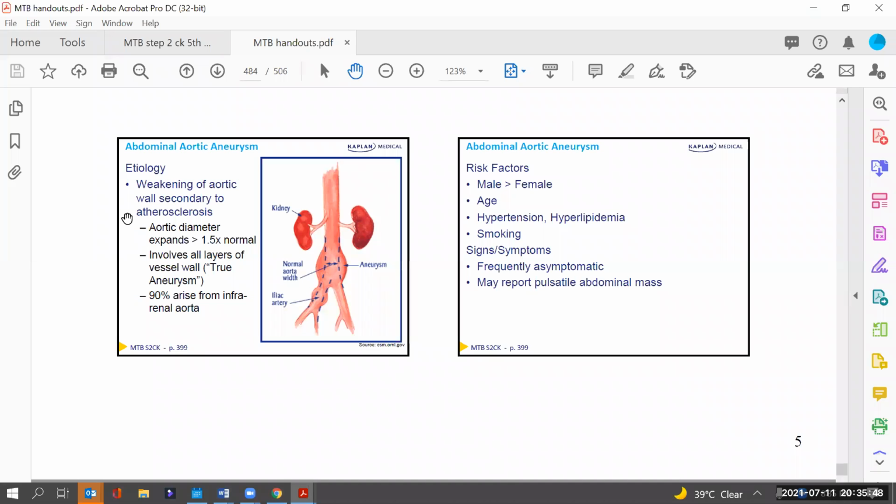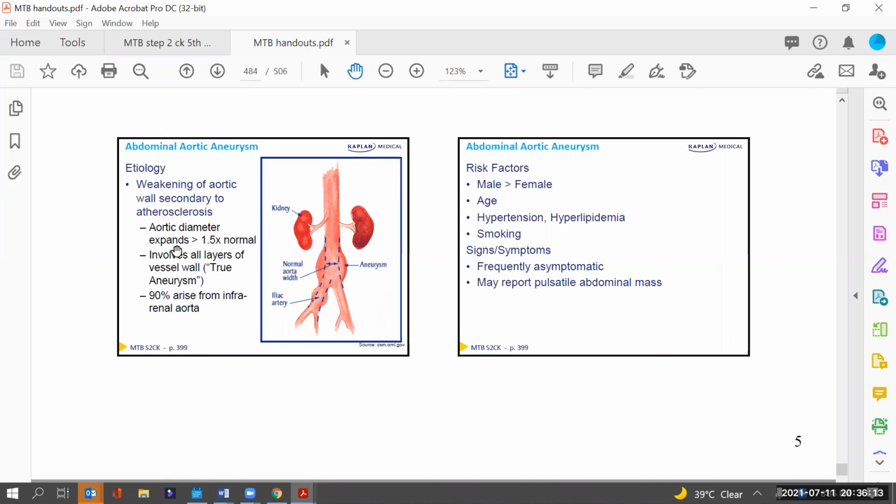So what is the main etiology, the main pathophysiology of this one? The aorta is getting weaker and weaker. Why? Because there is atherosclerosis, there are plaques, there is lipid deposition inside the aorta, which leads to atherosclerosis, and that will lead to weakening of the aorta. And that weakening of the aorta, because of the atherosclerosis, can result in abdominal aortic aneurysm.